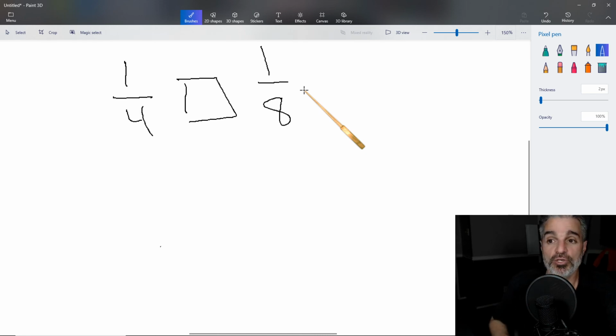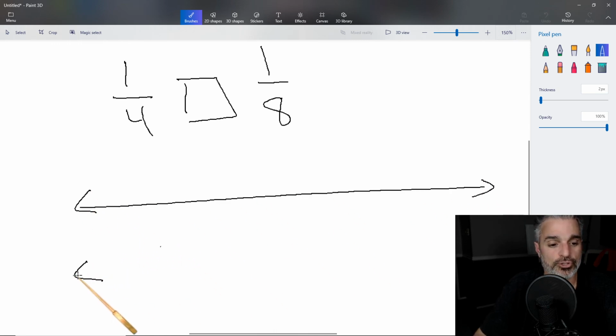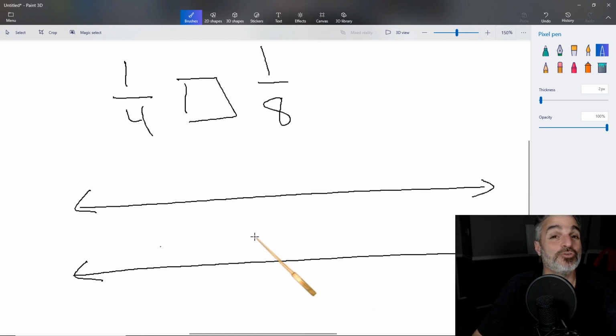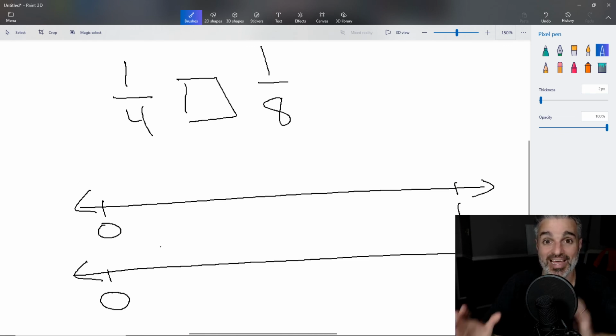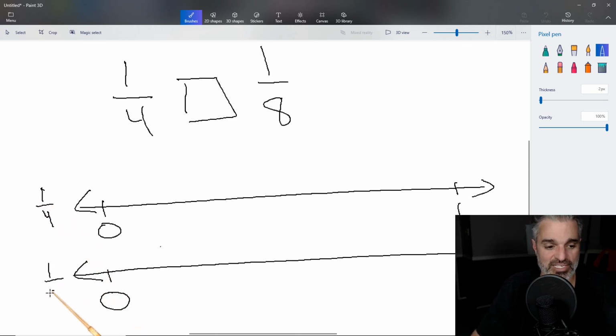But remember, we used benchmark fractions. So with benchmark fractions, you draw two number lines. They have to be exactly the same. The first one we put 0 to 1, and the next one we put 0 to 1. You can do this anytime with any fractions, but the two number lines have to be exactly the same, and the zeros have to be in the exact same place, and the ones have to be in the exact same place. So here you're gonna draw 1/4, and here you're gonna represent 1/8.